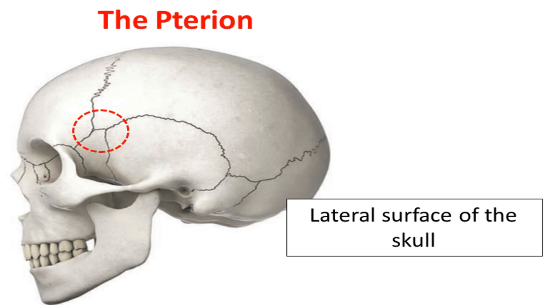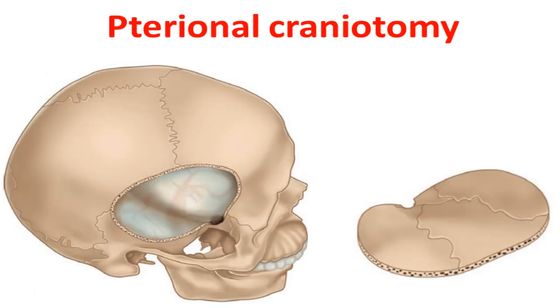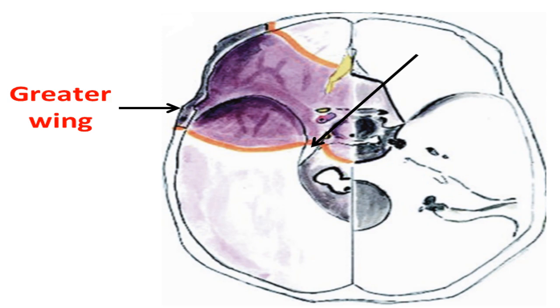The greater wing of the sphenoid is the center of the pterion, right? So any craniotomy centered over the greater wing is called pterional craniotomy. If we look to that axial cut of the skull, the greater wing is here. And if we make it the center of our work, then we will get that area of bone removal. It is a very big area of entrance. Yes, this shaded area represents the space that the pterional craniotomy can give us.